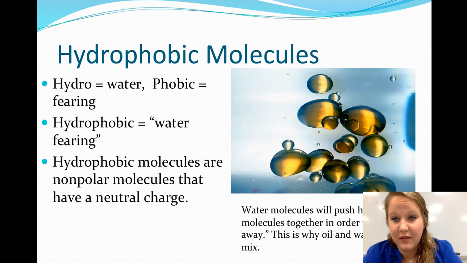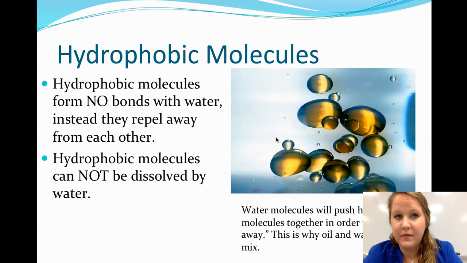They don't dissolve. Oil will settle and it won't mix or blend with water. You can see those droplets separating out. It's going to try and keep away because it's not polar, so it cannot bond with water. So they don't form bonds with water, and instead they repel each other and they keep away from each other. So they cannot be dissolved by water. You would need another substance to be able to dissolve it.